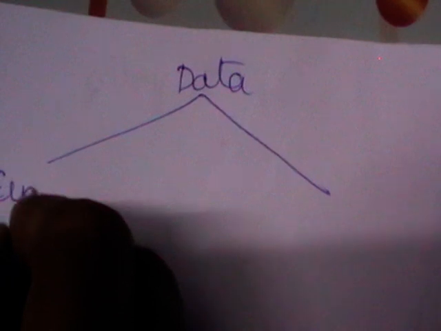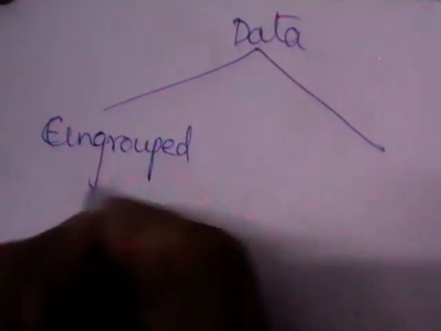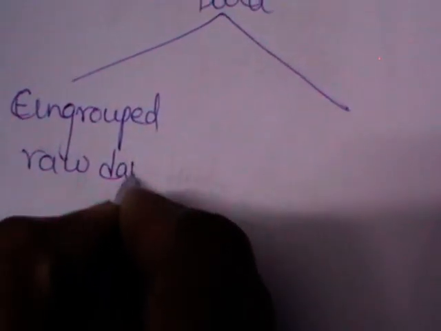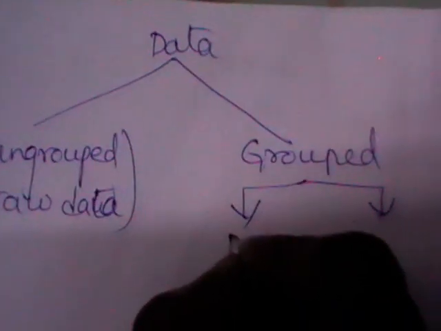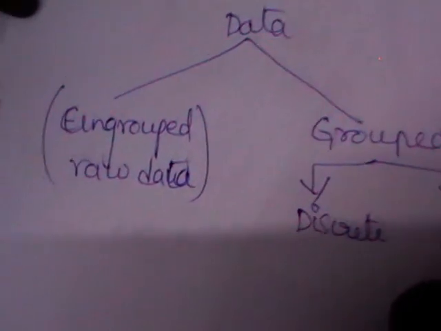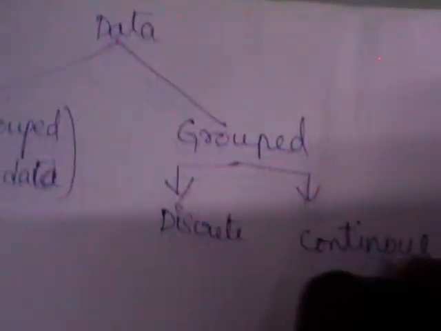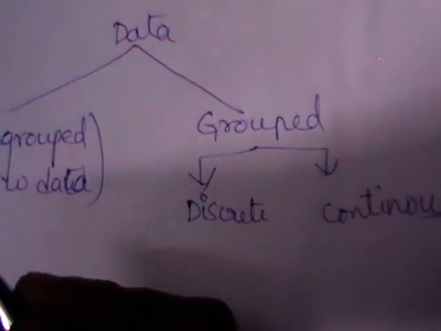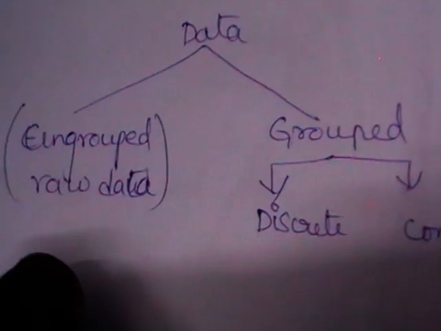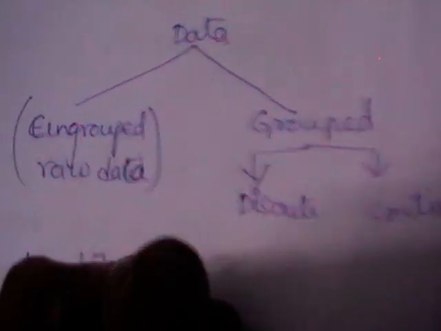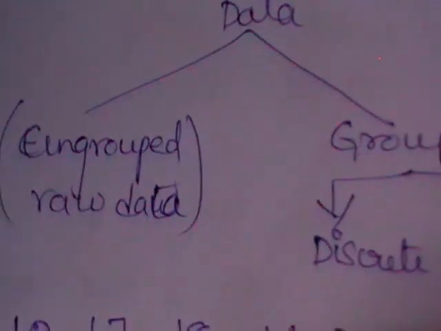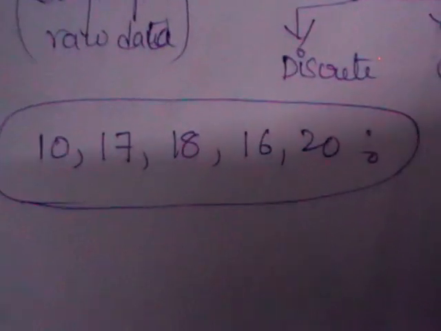Data is generally divided into 2 types: ungrouped data, which is also called raw data, and grouped data. Under grouped data again you will find 2 varieties called discrete and continuous. Even though this terminology looks different, all this you have already learned in your school days or during your intermediate classes. Whenever you have data where only observations are given to you, we call these ungrouped data.